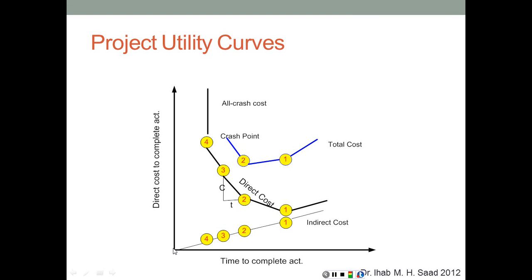So now when we add the indirect cost here, which is usually time related, to the direct cost, we're going to get this curve, which is the total cost. And this is called a catenary curve, which shows at one extreme it's high, at the other extreme it's also high, and somewhere in between is going to hit its lowest point.